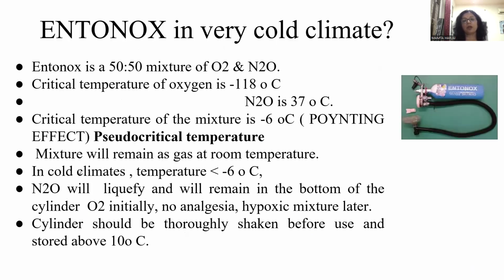What is the role of Entonox? What happens if an Entonox cylinder is placed in a cold climate? Now, Entonox is a 50% mixture of oxygen and nitrous. Everyone of us knows that. Here the important thing is that the critical temperature of oxygen is minus 118, while that of nitrous is 27 degrees. So what happens when we mix them? When we mix them, the critical temperature of the mixture becomes minus 6, and this is called the Poynting effect. The Poynting effect is when a mixture of gases exhibits physical properties different from the individual gases, including the boiling point and the critical temperature. And that is what is happening here. This temperature is called the pseudo-critical temperature.